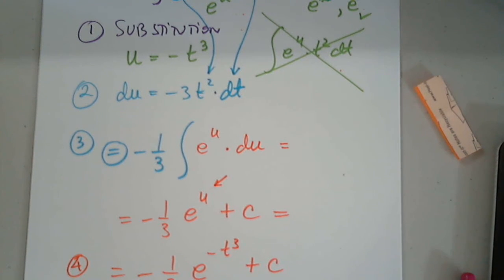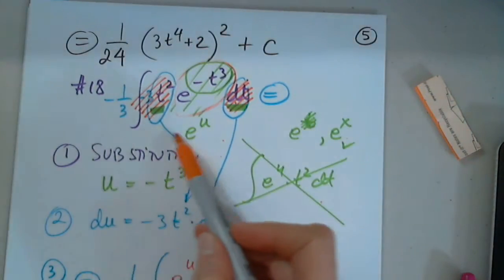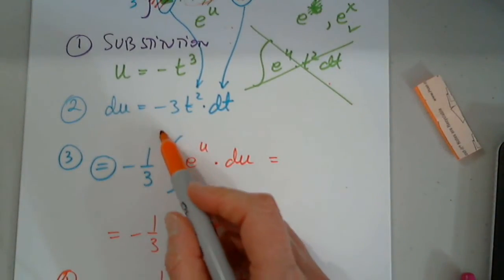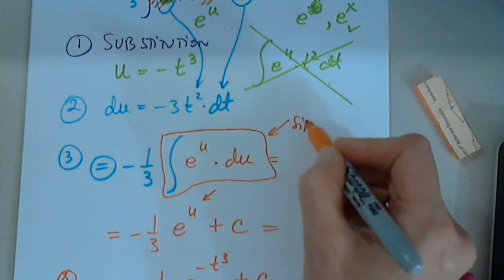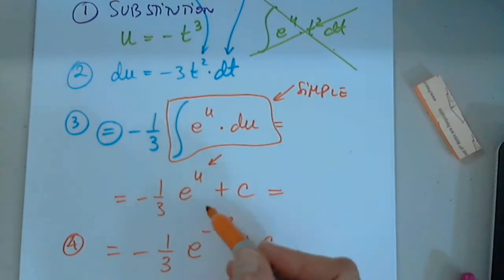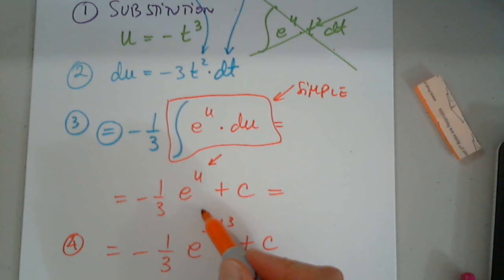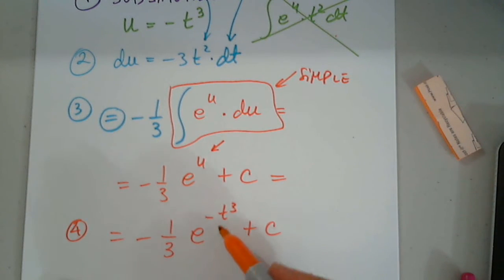And this is it. So we changed a complicated integral into a simple one. Simple. We solved this one in a blink, and then we replaced u with the substitution that we made.